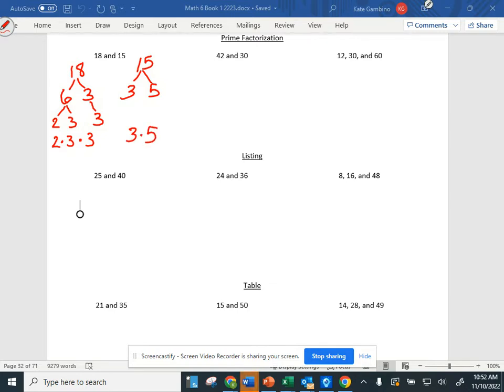So I'm going to look at that to see what my greatest common factor is. The way I do that is I'm going to compare my primes. I'm going to say, ooh, they both have a 3. Do they both have a 5? No, so I can't put that down below. Do they both have a 2? No, the only factor that they shared is that 3. So that is the greatest common factor of 18 and 15.